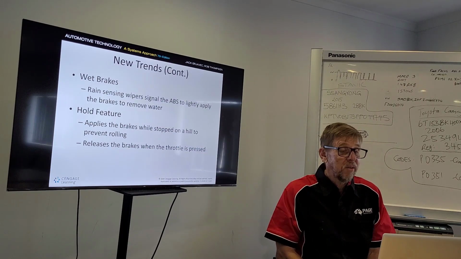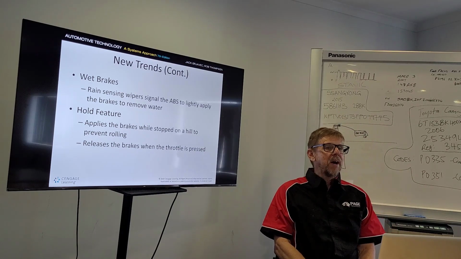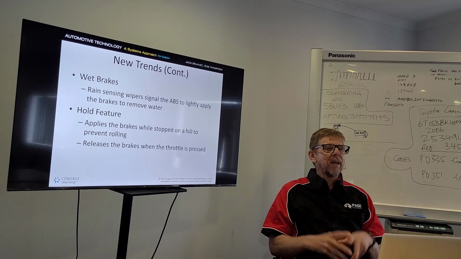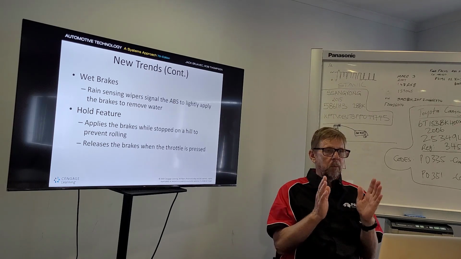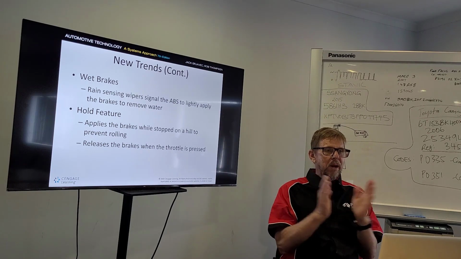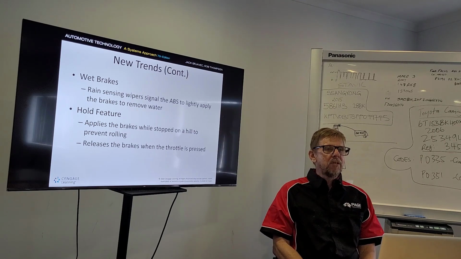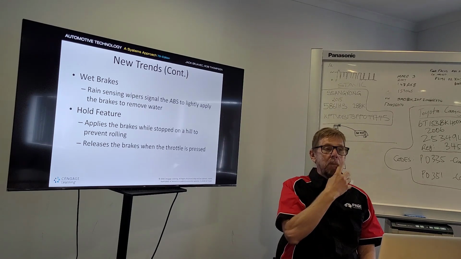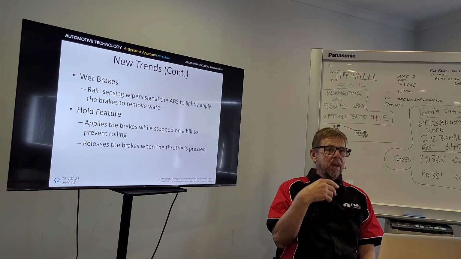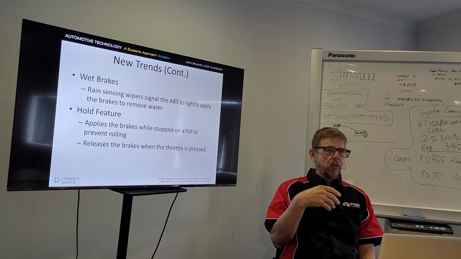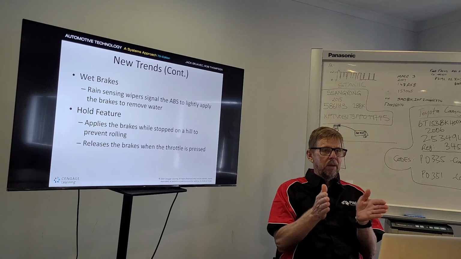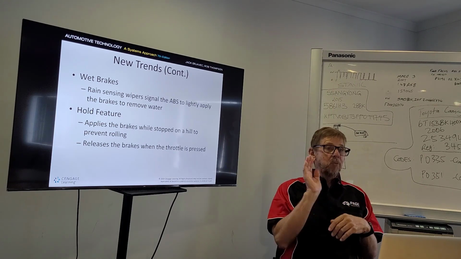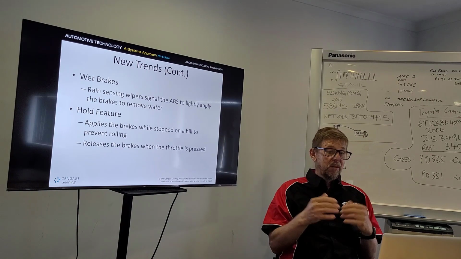Wet brakes. This is interesting. We have a certain amount of loss of braking when we have wet roads because of the water, until the brake's dry. But now we've got systems, just like we have rain sensors on our wipers, they've got the same on the brake caliper, so that if they sense water on the brakes, they will just very lightly put the brakes on, just to dry them. That's the only purpose, in case we need emergency braking. It's pretty amazing, eh?